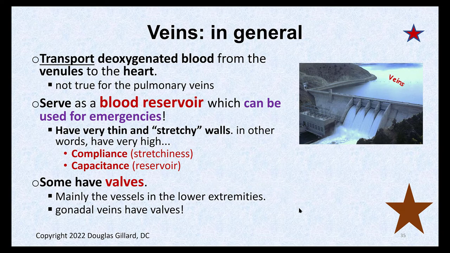Do the upper extremity veins have valves? A couple, but not very many. The lower extremity has a lot. Anything that's against gravity has developed valves, including the gonadal, testicular and ovarian veins. You remember those from first quarter? We're going to come back to those in guys because there's a connection with BPH, benign prostatic hyperplasia, and valve problems.